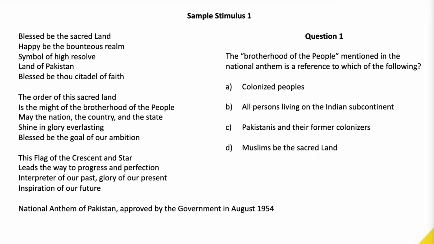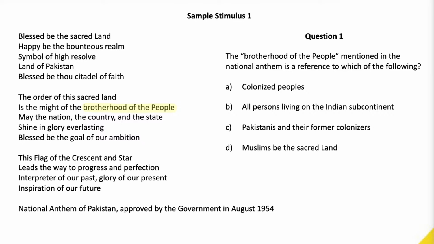Okay, let's go through the questions. The brotherhood of people mentioned in the national anthem is a reference to which of the following? And if we're looking for the brotherhood of people, really, here it is. Now, answering the question without the answer choices sometimes may be difficult, so it might be easier to say, what is not the answer?